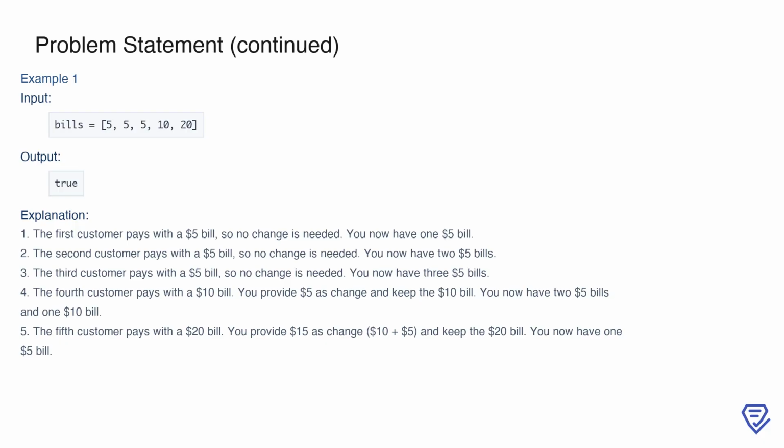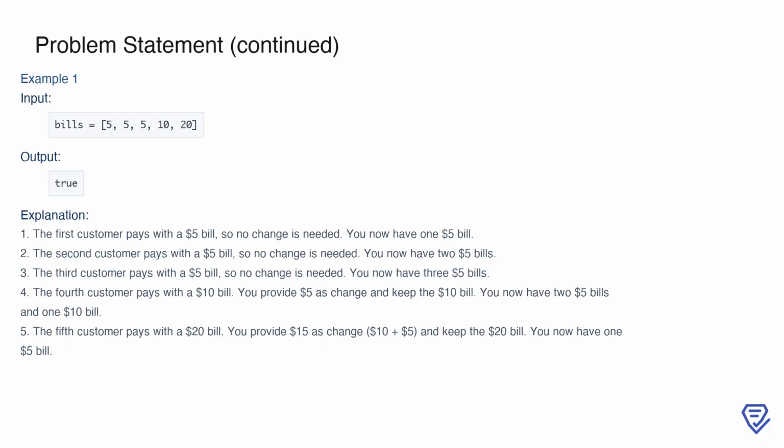Here, the input is bills equals 5, 5, 5, 10, 20. The output is true, and here's why. The first customer pays with a $5 bill, so no change is needed, and you now have one $5 bill in your possession. The second customer also pays with a $5 bill, so again, no change is needed, and you now have two $5 bills. The third customer follows the same pattern, paying with a $5 bill, and you now have three $5 bills.